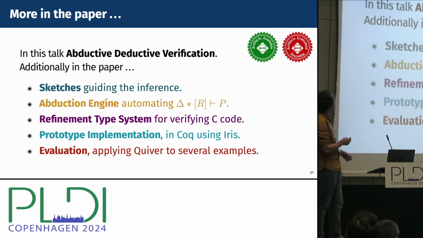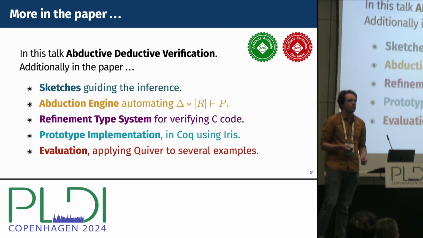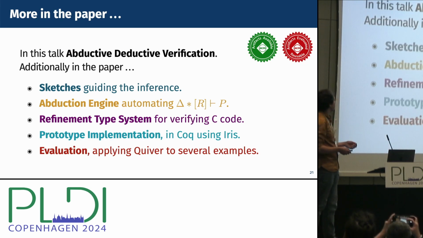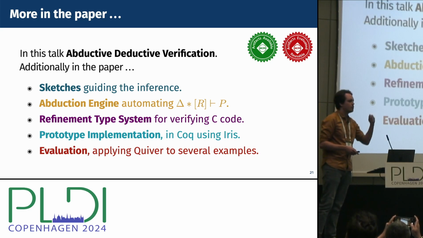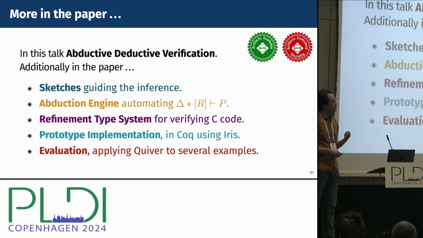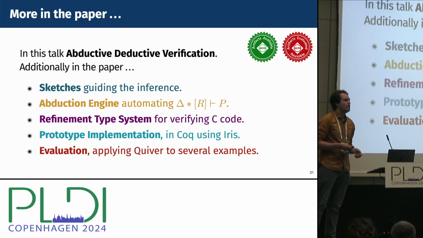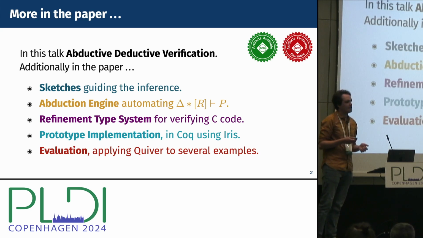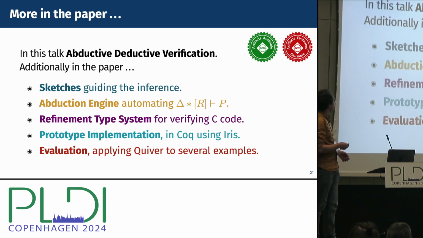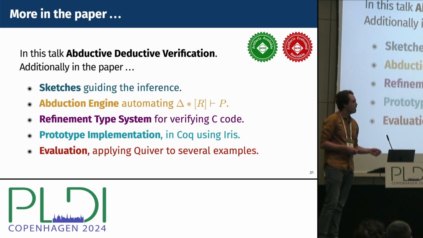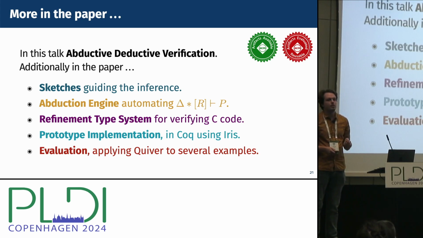If you look at the paper, you can find a couple of other things. For example, how to integrate sketches into the inference. We have an abduction engine that automates the inference rules that I showed you earlier. A refinement type system, because as it turns out, when you want to apply this to C code, things become a little bit more complex than what I showed you in the simple example. We have a prototype implementation in Coq that uses Iris and automatically proves soundness of the specifications that it infers. And we've evaluated Quiver by applying it to several examples.